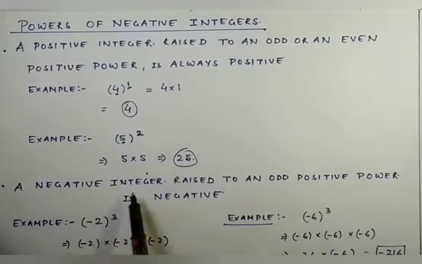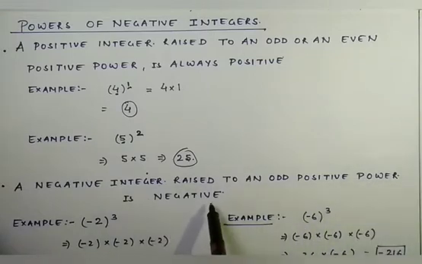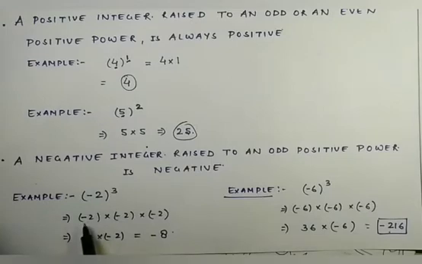Next is: a negative integer raised to an odd positive power is negative. Now over here I have taken an example of minus 2 to the power 3, which is equal to minus 2 into minus 2 into minus 2. So what will be the answer? 2 twos are 4, into minus 2 is equal to minus 8.